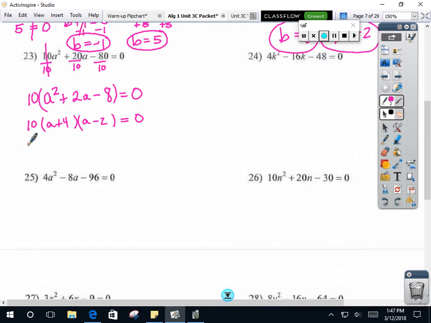And then when you set them equal to 0, the 10 basically just cancels out. The a plus 4, you'll have to subtract the 4 and get a equals negative 4. And then when you set a minus 2 equal to 0, you'll have to add the 2 and get a equals positive 2. Those are your 2 solutions because those are the 2 x-intercepts of the parabola. They're also known as zeros. And they're the 2 numbers that when plugged in this trinomial would actually make it equal 0.